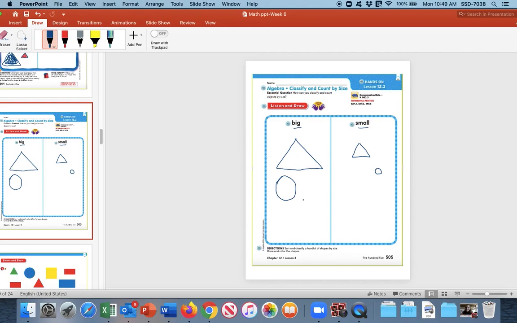And then let's do one more. How about a square? Or we'll do a rectangle. Let's do a rectangle. Let's do one big rectangle like this.